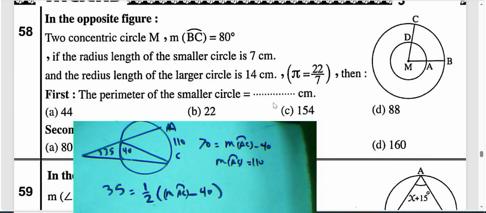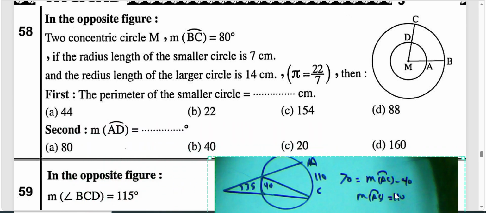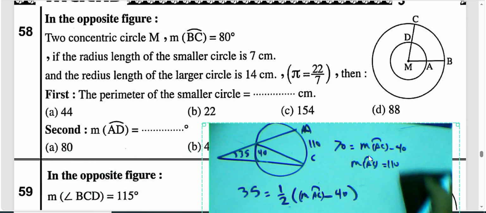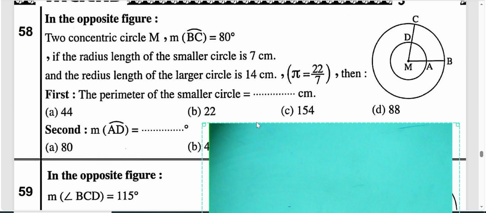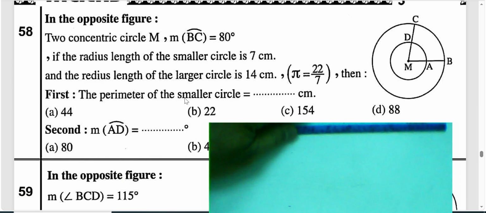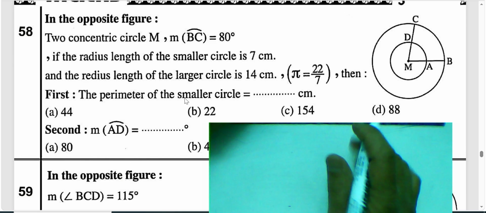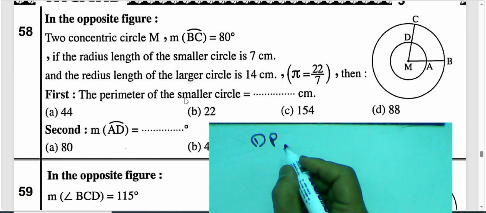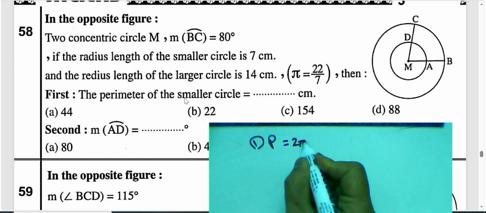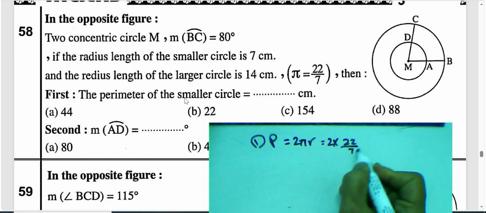Next question here, we have two concentric circles. We have two questions. Okay, we have concentric circles. He gave you in the example the measure of arc BC was 80 degrees and the radius was 7 centimeters. The radius length of the larger was 14 and the smaller 7. Then 14 minus 7 equals 7. He asked about the perimeter of the smaller circle. We can find the perimeter of the smaller circle by the rule: perimeter of the smaller circle equals 2πr, right, 2 times 22 over 7 times the radius.